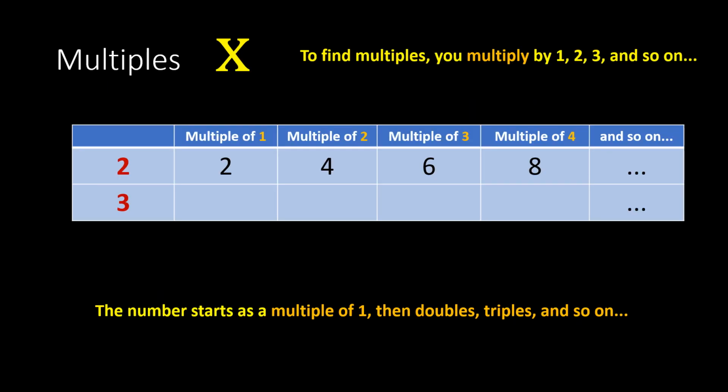When we do multiples, we are multiplying by 1, by 2, 3, 4, and so on. We already have multiples of 2, so let's do multiples of 3. 3 times 1 is 3. 3 times 2, 6. 3 times 3 is 9. 3 times 4 is 12, and so on.